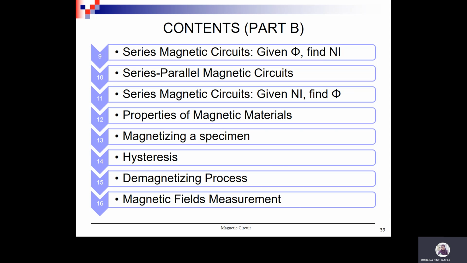The first one is series magnetic circuit given phi, and then you have to find Ni. And then you have series parallel magnetic circuit, and then series magnetic circuit but given Ni, you have to find the phi. And then properties of magnetic materials, magnetizing a specimen, hysteresis, demagnetizing process, and then magnetic field measurement.